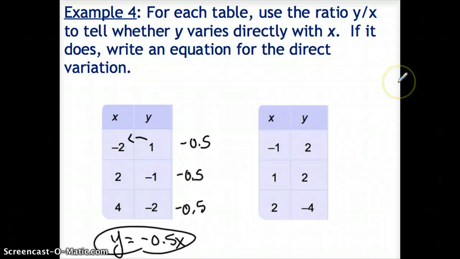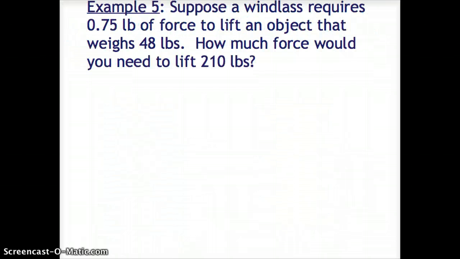Okay. Try this one on your own as well. Okay, so on the first one, if I divide y divided by x, I get -2. Here I get 2, and here I get -2. You notice they are not all the same, so this is not direct variation. Okay. All right, last science-like problem. Suppose a windlass requires 0.75 pounds of force to lift an object that weighs 48 pounds. How much force would you need to lift 210 pounds?